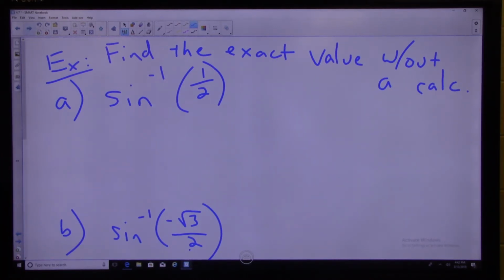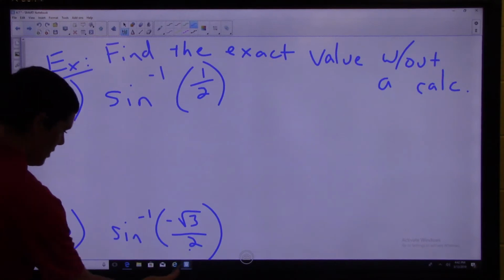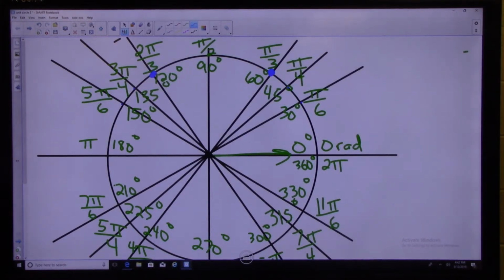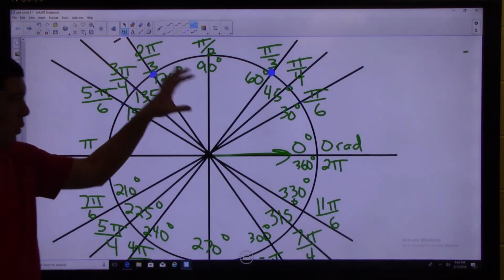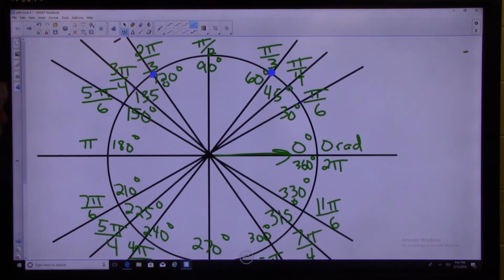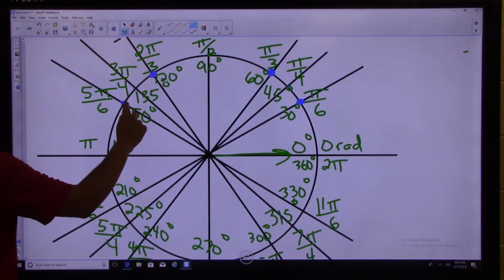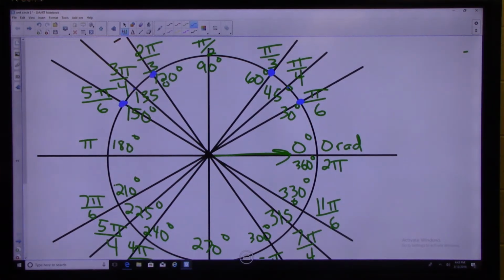All right, so let me try to answer this using the unit circle. The question is, where are our sine ratios equal to 1/2? Another way to say that is, where are the y values of these points equal to 1/2? Well, there's only two answers here in this unit circle: pi/6 and 5pi/6. Those two are where our y values are equal to 1/2.